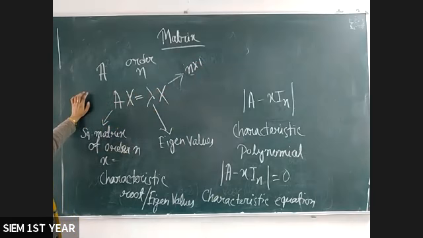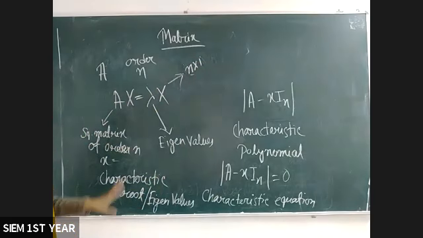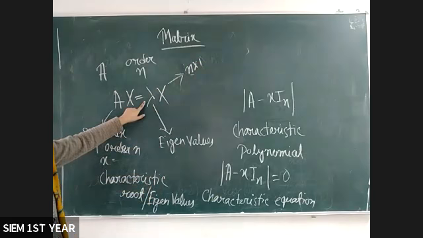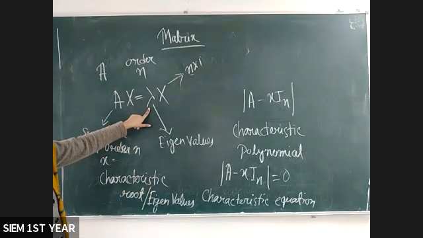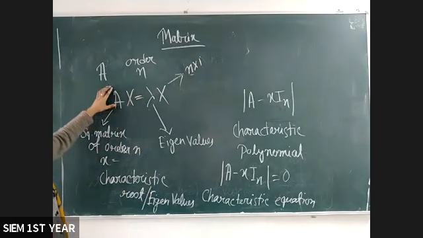Okay, I repeat the question. First, you have to find the eigenvalues of the given matrix, and these eigenvalues are represented by this lambda, and A is the given matrix. You already know A is a square matrix of order n, so it is an n by n matrix.